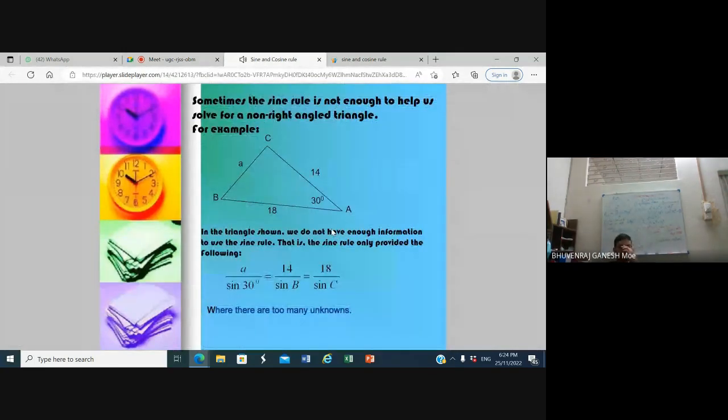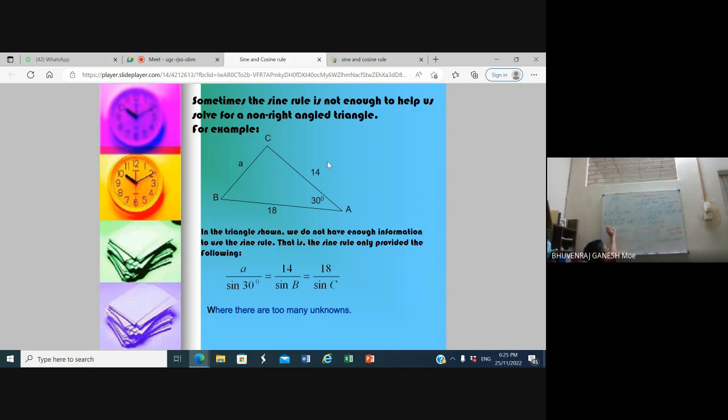Okay, so cosine rule. Sometimes sine rule is not enough to help us solve non-right-angled triangles. Sometimes they will give you two sides and one angle which is not opposite to a given side. That's why we apply cosine rule here. So why do we apply cosine rule to this triangle? You see, we cannot use sine rule. We don't have two angles here. Sine rule must have at least two angles or two lengths. Here you have only one angle, but you have two lengths.